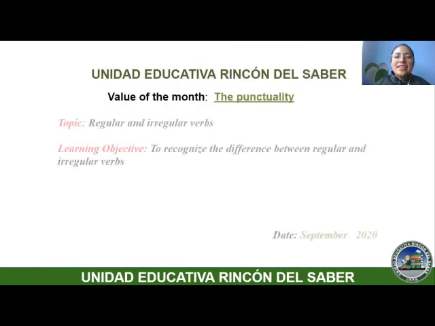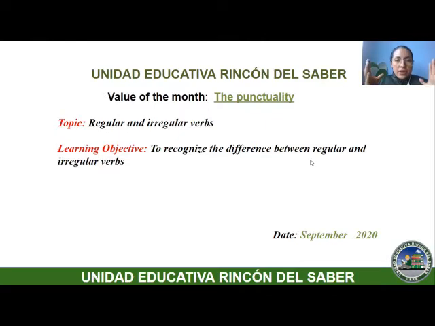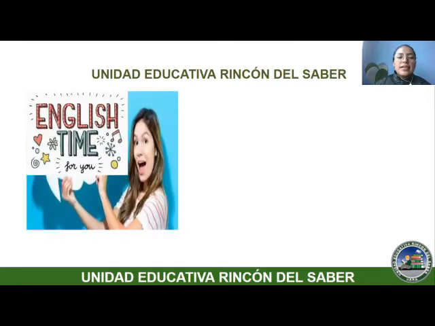Okay, excellent. For this class, our topic is regular and irregular verbs. Learning objective: to recognize the difference between regular and irregular verbs. Okay, and let's start.